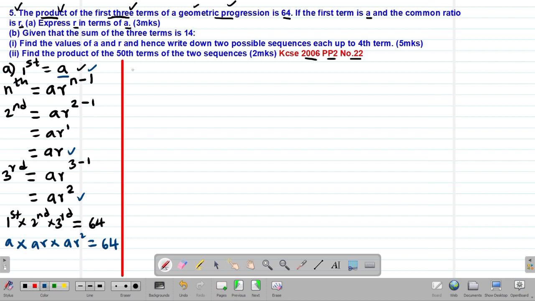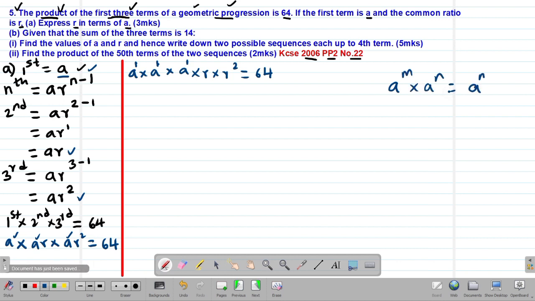So I'll group the a's together. This is a multiplied by a multiplied by a, so we have 3 a's. Then we have r, and then r squared, and the whole thing is equivalent to positive 64. So a is the same as a power 1, a power 1, a power 1. From the laws of indices, whenever you have a power m multiplied by a power n, this is the same as a power m plus n. If the bases are the same, you are allowed to add the powers.